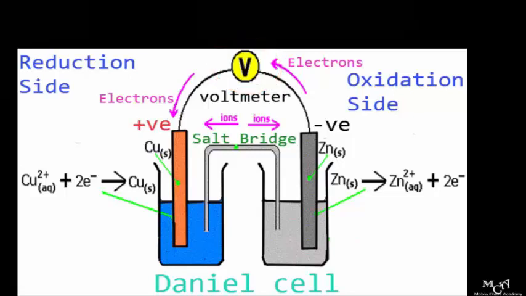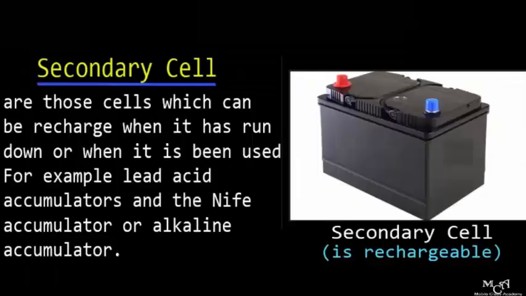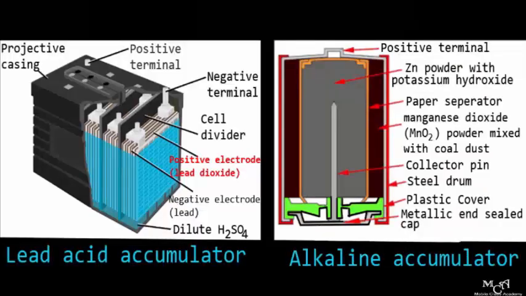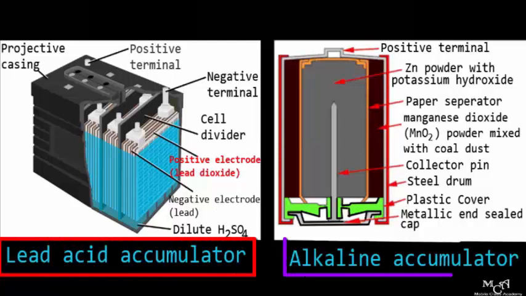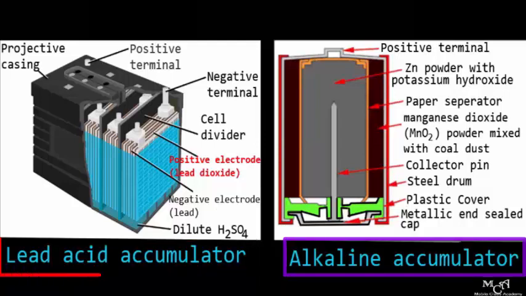Alright, now let's talk about the secondary cell. Secondary cells are those cells which can be recharged when they have run down or when they have been used. For example, we have the lead acid accumulator and the knife accumulator or alkaline accumulator. Okay, so let's see examples of secondary cells. We gave two examples of secondary cells, which are the lead acid accumulator and the alkaline accumulator. So the first one here is the lead acid accumulator.